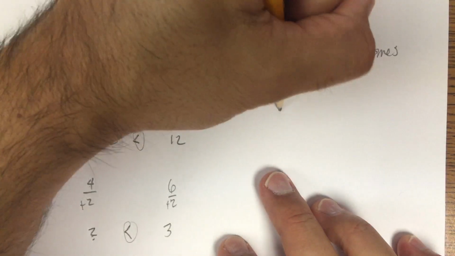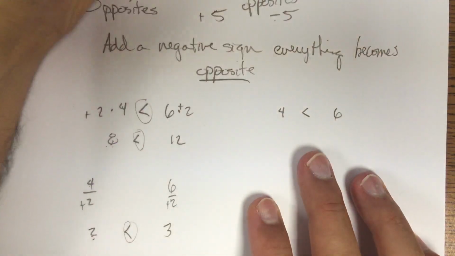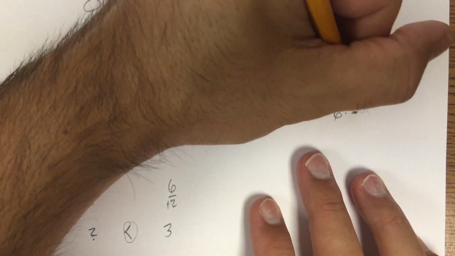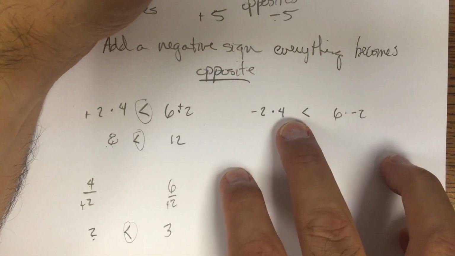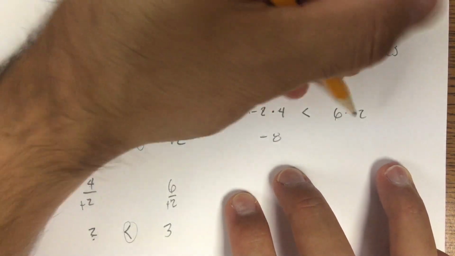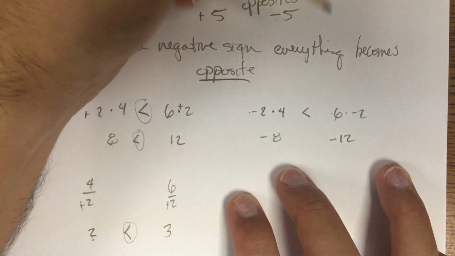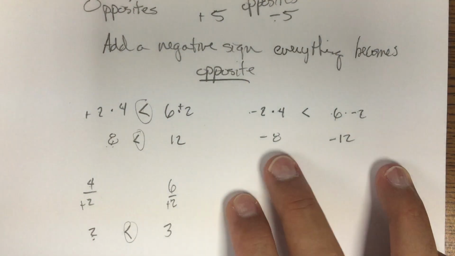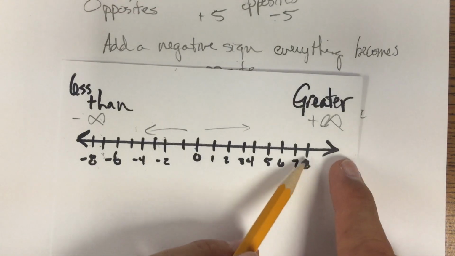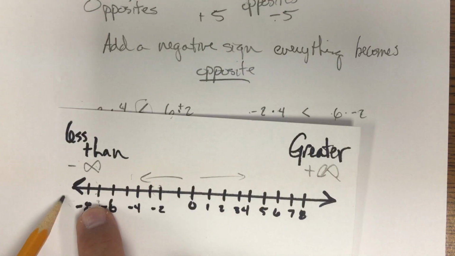Let's take the same 4 and 6. What symbol makes this true? Less than. All right, well, now let's multiply by negative 2. A negative and a positive make a negative. 2 times 4 is negative 8. A positive and a negative make a negative. 6 times 2 is negative 12. Uh-oh. Everything just went wonky on me. I was dealing with 8 and 12, which are down here on the number line. Now I'm dealing with negative 8 and negative 12, which are down here on the number line.